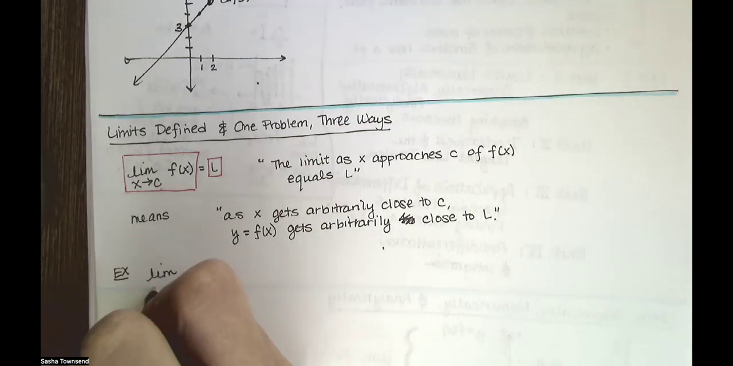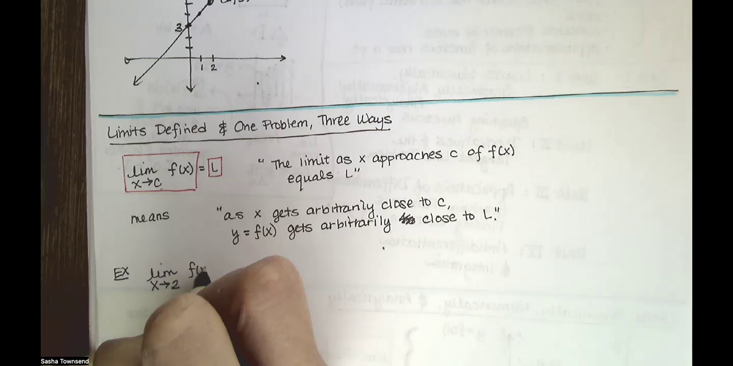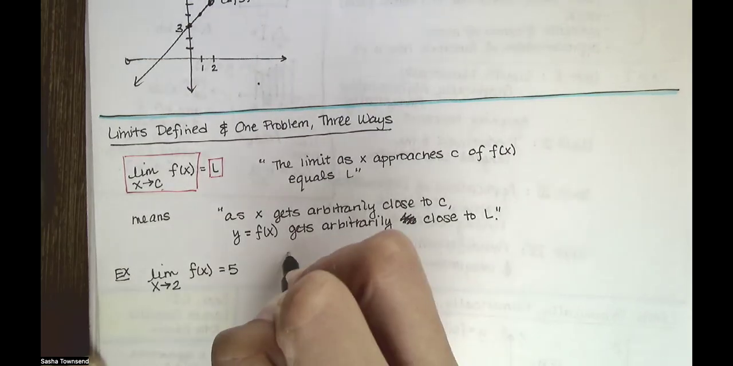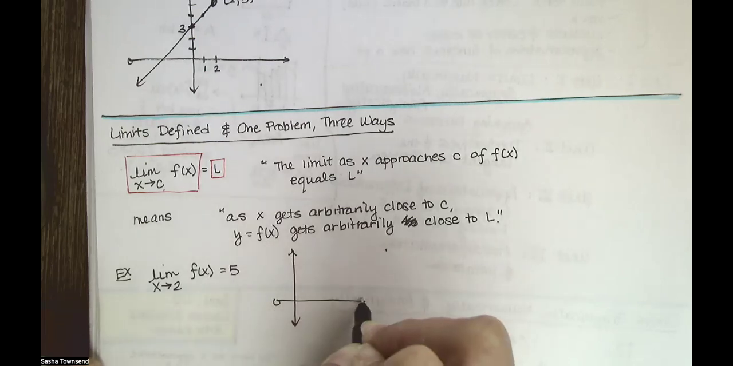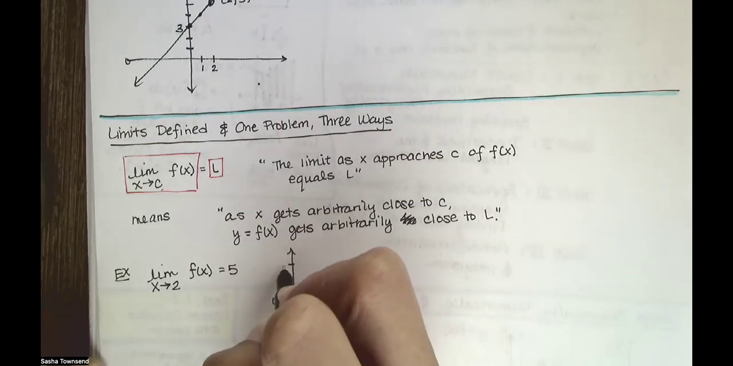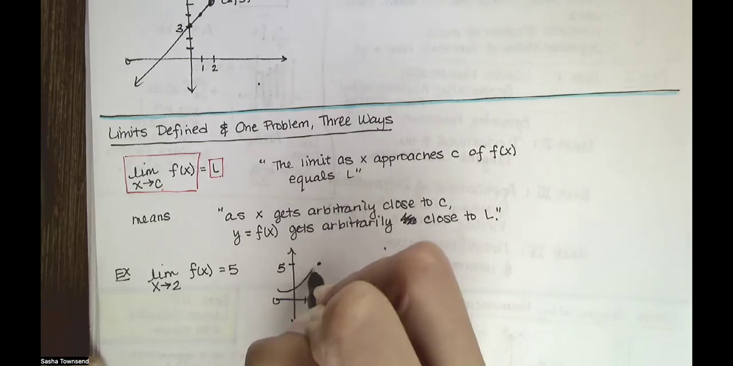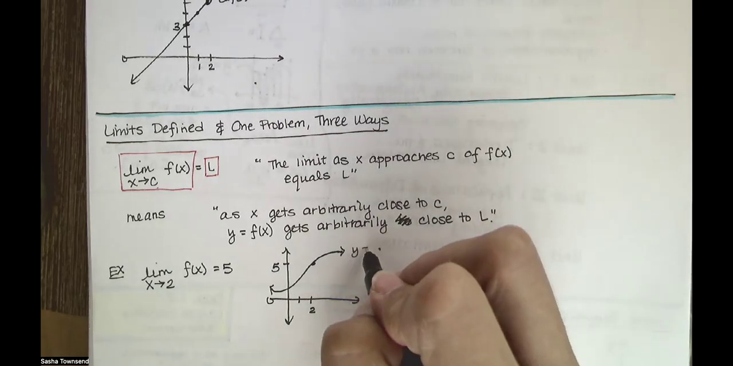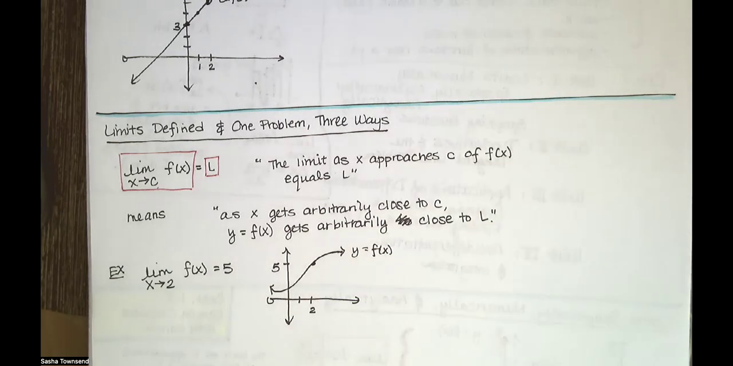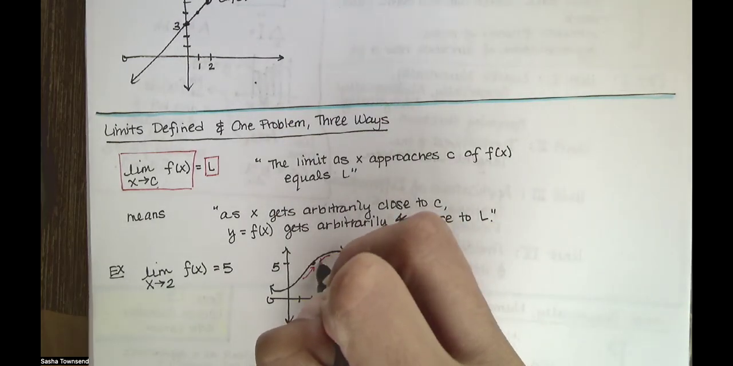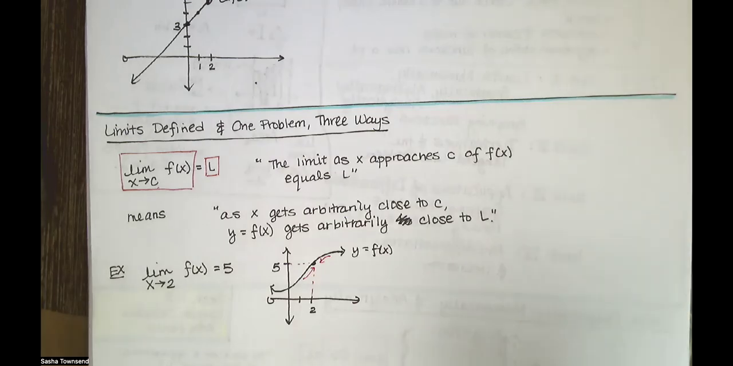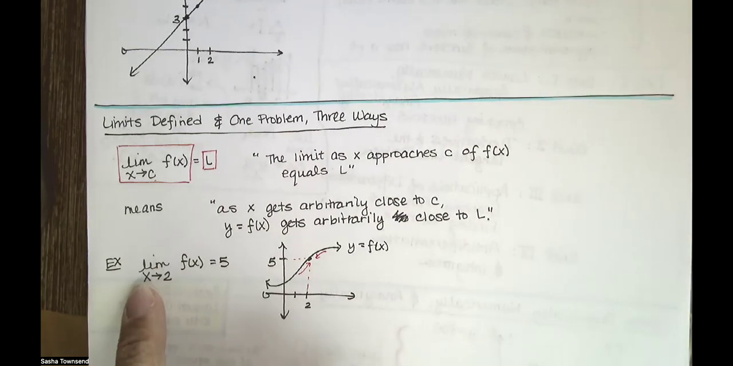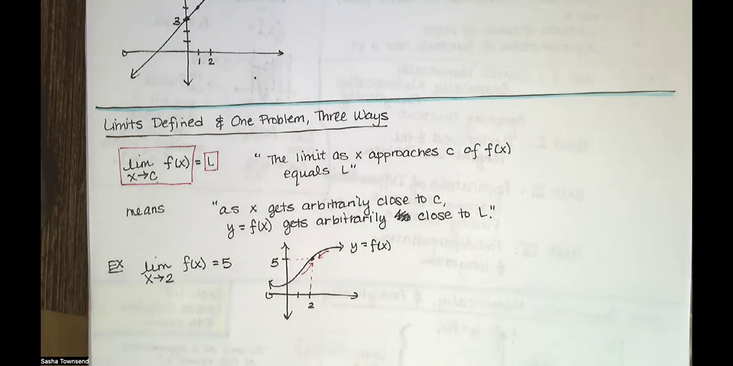So here's an example. Let's say I say that the limit as x approaches 2 of f of x equals 5. A function that might look like that is this. So I go to x equals 2, y equals 5. And I want you to notice that as x gets close to 2 from the left-hand side and the right-hand side, the y values on the graph get arbitrarily close to L. So we would write the limit as x approaches 2 of f of x equals 5.